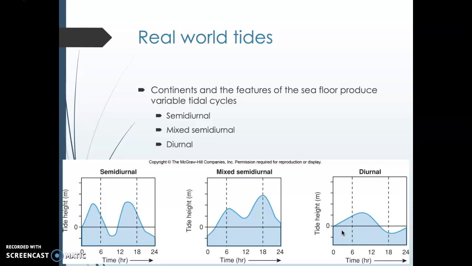Real world tides are obviously more complicated because there are continents and other features of the sea floor that produce all these different tidal cycles. There are 3 common tidal cycles: semidiurnal, mixed semidiurnal, and diurnal. Semidiurnal means 2 equal highs and 2 equal lows per day. Mixed semidiurnal means a low high, a high high, a low low, and a high low per day. And then a diurnal tide is just 1 high and 1 low per day.